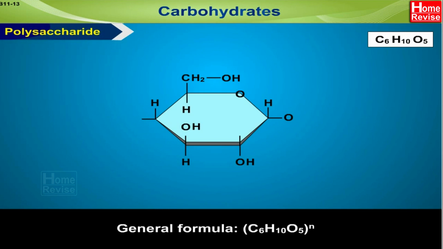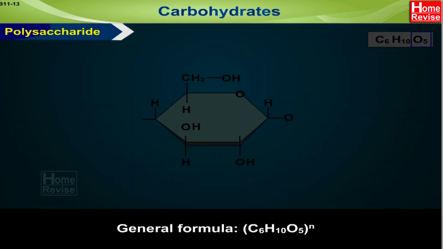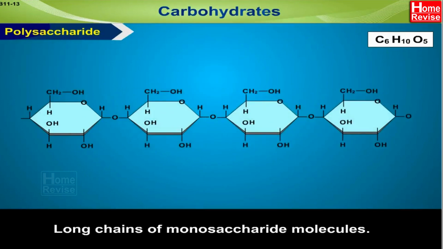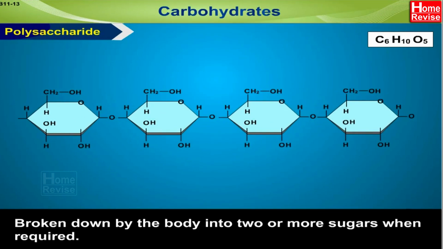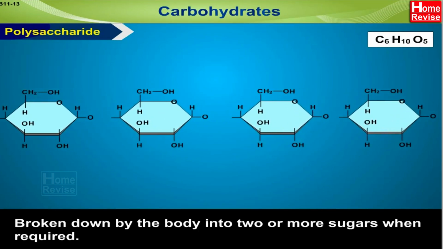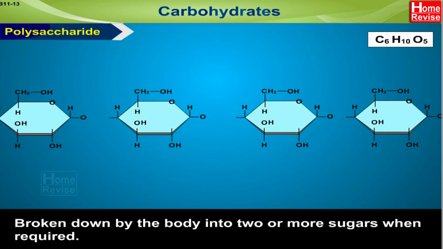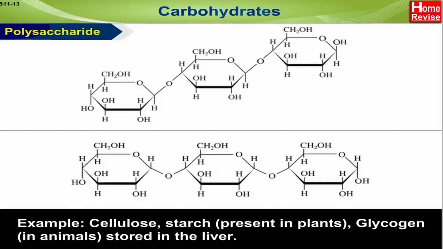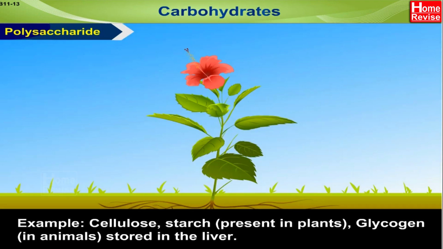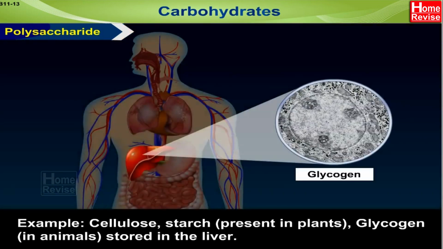Polysaccharide. General formula: (C6H10O5)n. Long chains of monosaccharide molecules, broken down by the body into 2 or more sugars when required. Example: cellulose, starch, present in plants, glycogen, present in animals, stored in the liver.